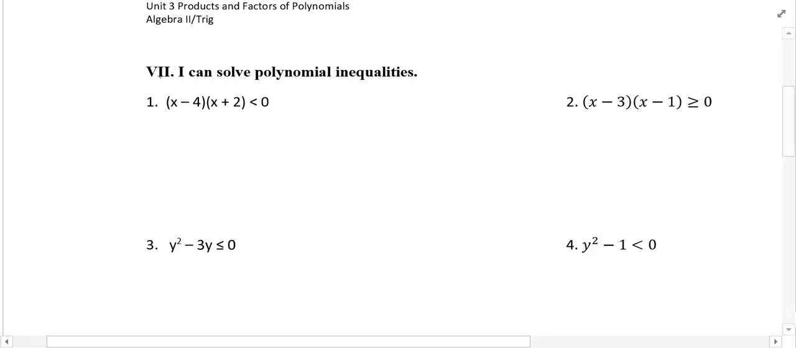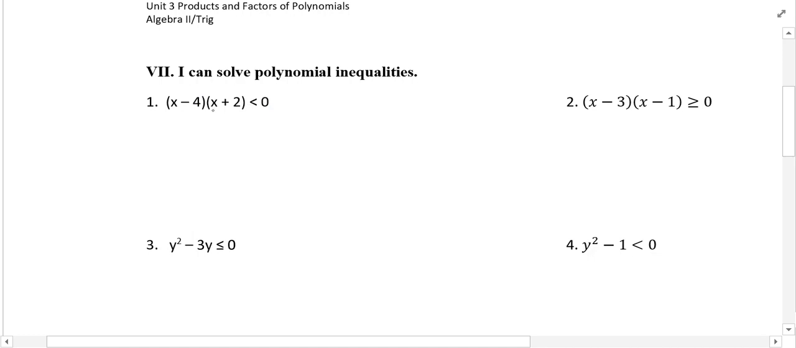All right, so it says, I can solve polynomial inequalities. What we need to do is figure out what these x's would have to be in order to make this a true inequality. To do that, you have to start by asking what kind of numbers would be less than 0. The numbers less than 0 are negative, so we need to figure out where the negative numbers would lie.